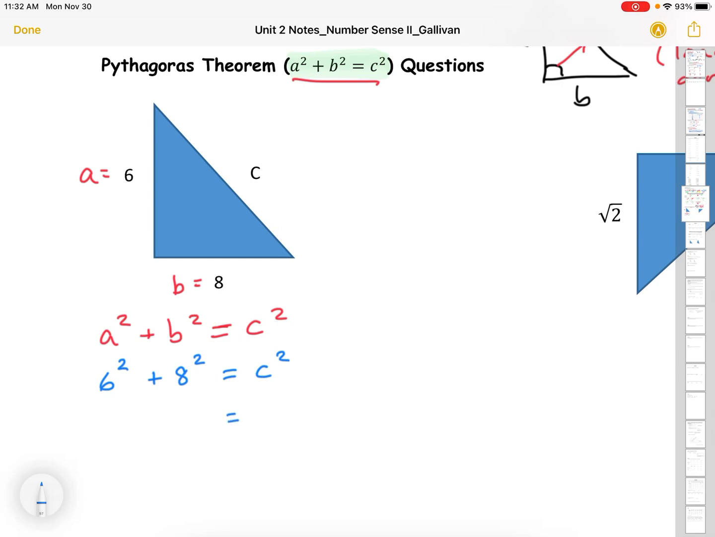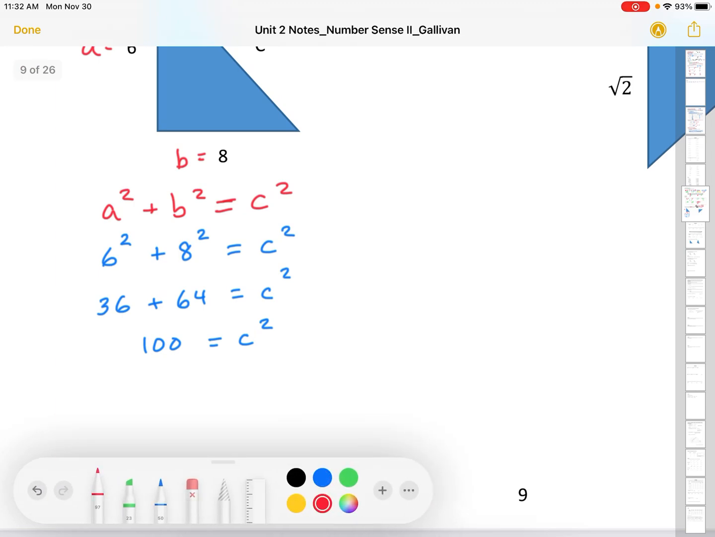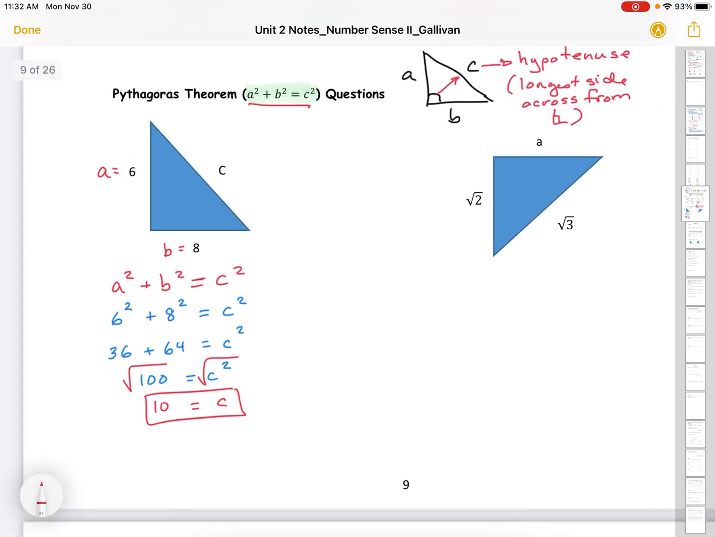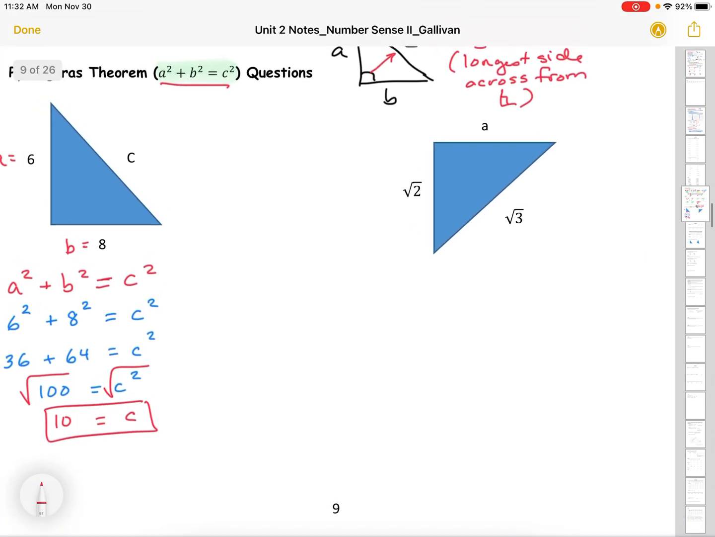We're going to add these together. 6 squared is 36 plus 8 squared, which is 64, equals c squared. 36 plus 64 is 100. So at this stage, if I want to find c, I have to take the square root of both sides. So c would be equal to 10. Okay, now when that works out, that we have all perfect whole numbers, we call this a square triangle. Okay, it's a special triangle.